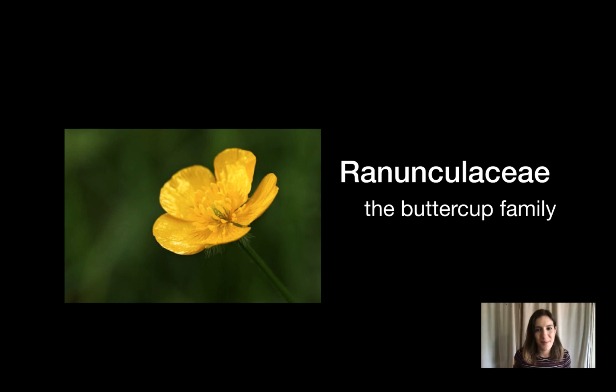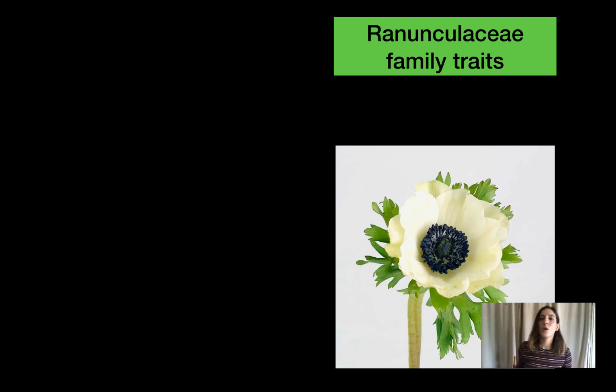Hey, plant taxonomists. We're here to talk about Ranunculaceae, in other words, the buttercup family today. This is a really cool family because it is a basal eudicot, so it's got some kind of primitive features. So we're going to see lots of free parts. Let's just jump right into it.